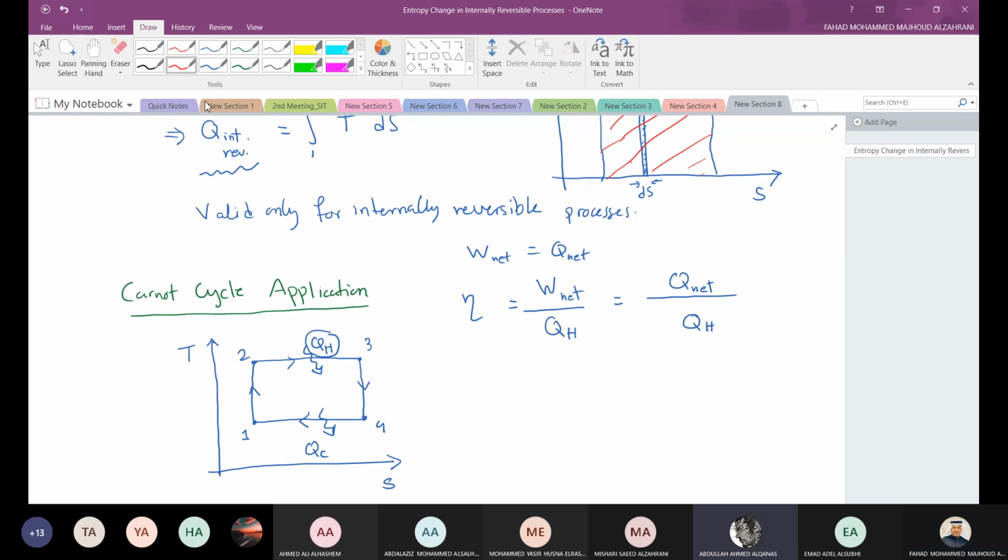It will be QH minus QC multiplied by the width. The process from 2 to 3, right? It's from 2 to 3. So Q hot equals the area under the curve; this is an isothermal process. So basically T will be constant, right? Let me put it from 2 to 3, T ds. So T is constant here, which is T hot in this case.